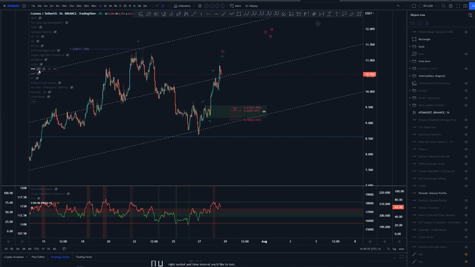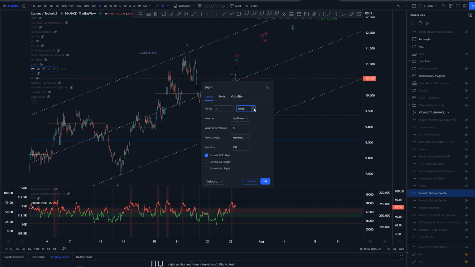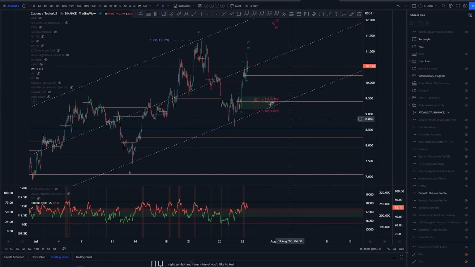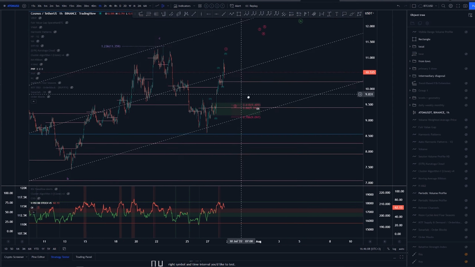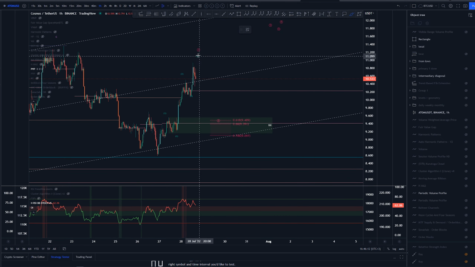Let's take a look at if we have something else here. We do have a naked point of control. Is that a weekly? Or that's a weekly? So, and a daily as well. So very interesting area here for sure. Of course, we're not quite sure if this is already done, this 5-wave structure.